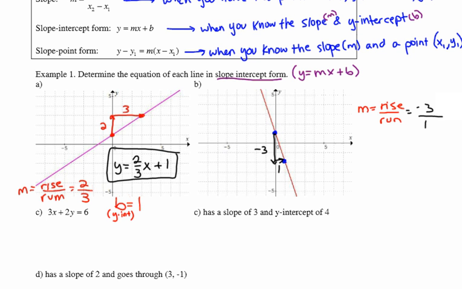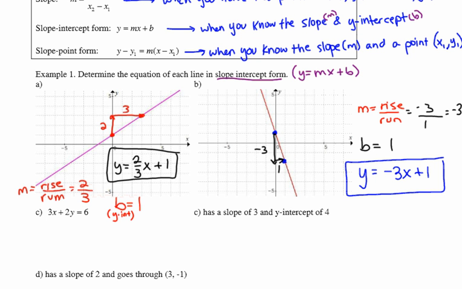Now, would you leave it as negative 3 over 1? No, you'd write it as just negative 3. Anything divided by 1 is itself. And what's our y-intercept? Our b value? 1. And so what will the equation look like? y equals negative 3x plus 1. mx plus b.